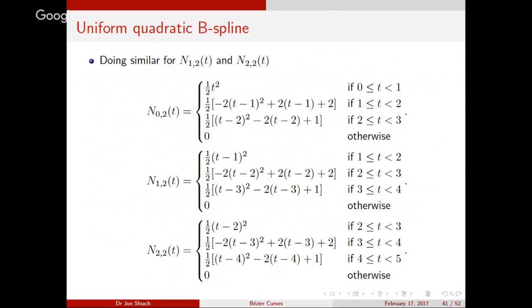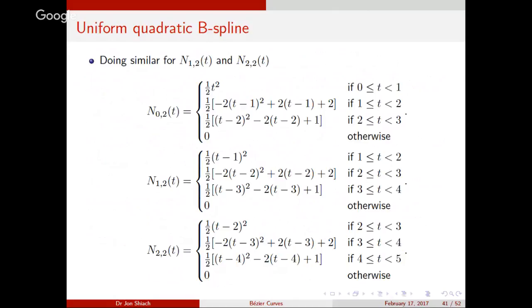But what we have is these three bases, and where our t is, between which of the knots, depends upon what our basis is. So for the first basis, it could be one of four, depending on which knots our t is between. The second basis is again between one and four. And what you should notice is these are actually quite similar.